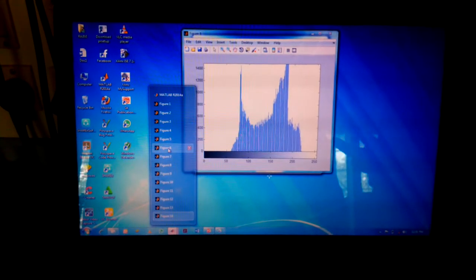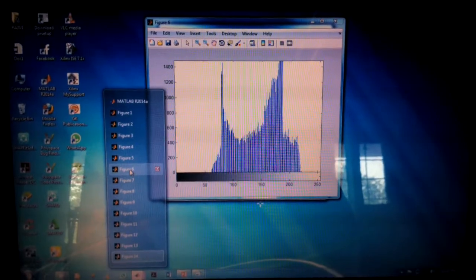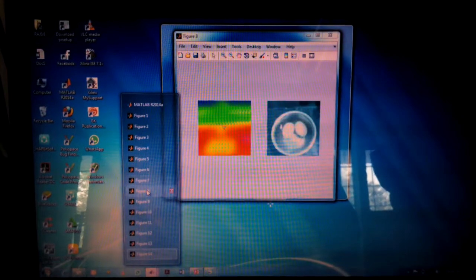This is a histogram equalization graph, and this graph indicates the heat distribution of the food item before it is cooked. This is the thresholding graph, and this represents the stage at which the food is being cooked.